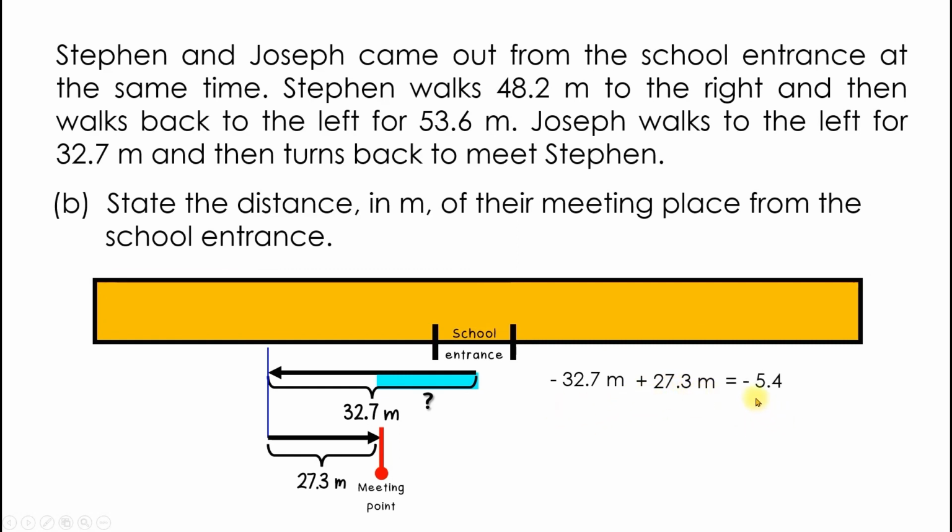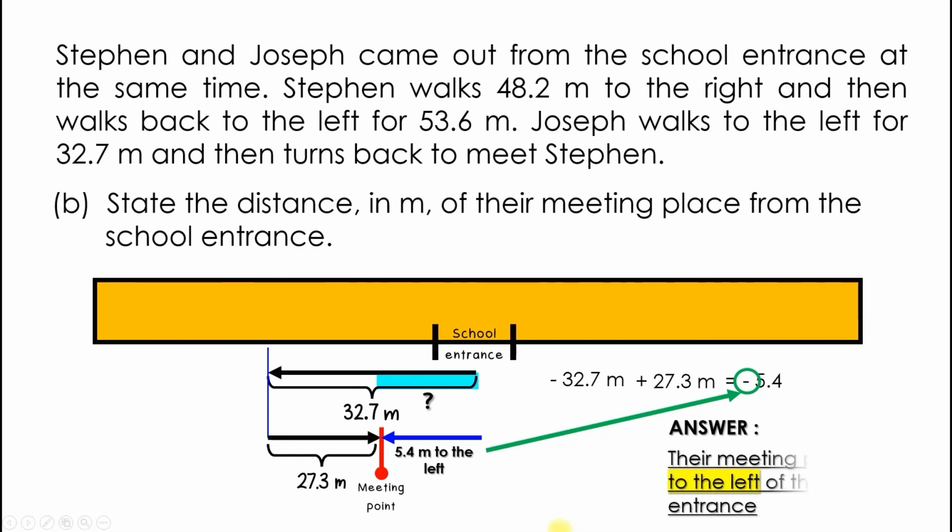Solving this would give us a negative 5.4. Again, this means that the distance from the school entrance to the meeting point is 5.4 meters towards the left hand side. The left is indicated with the negative sign. So final answer, their meeting place is 5.4 meters to the left of the school entrance.